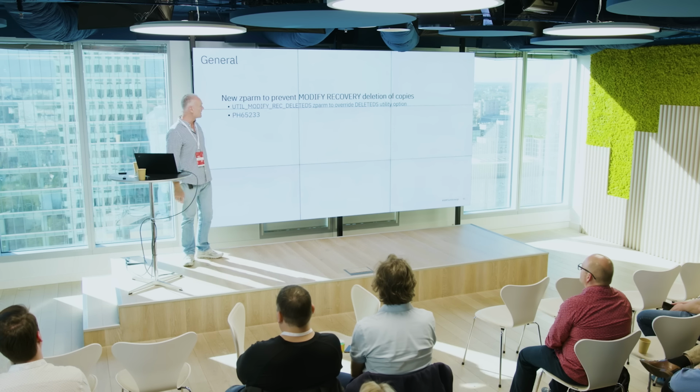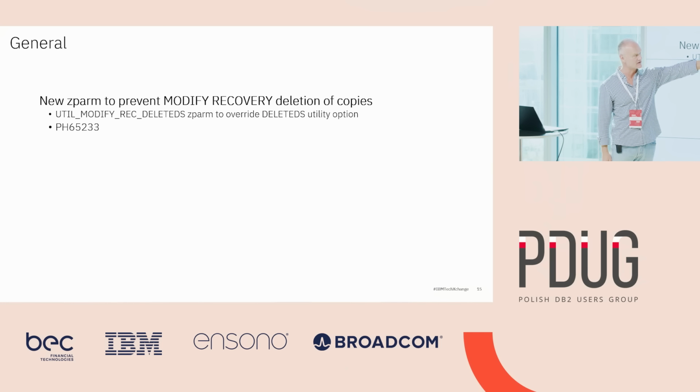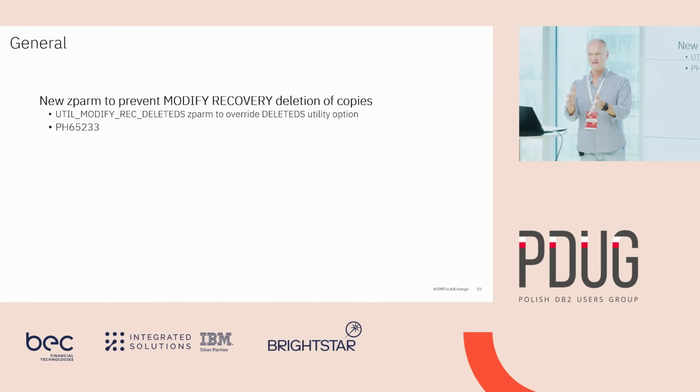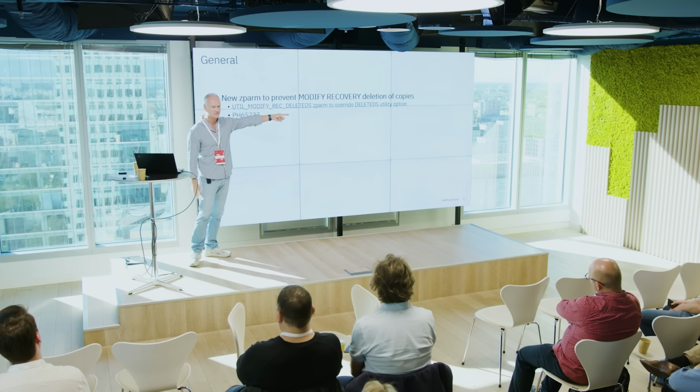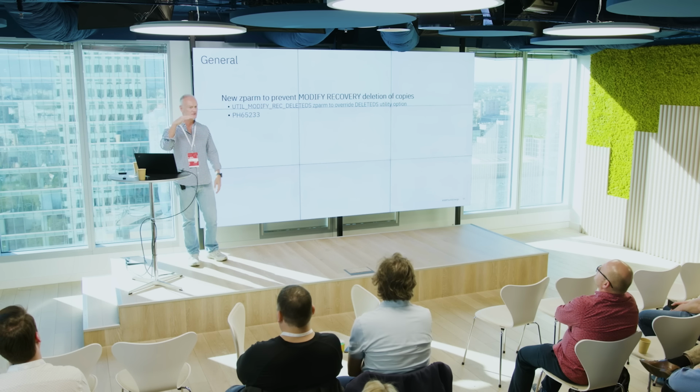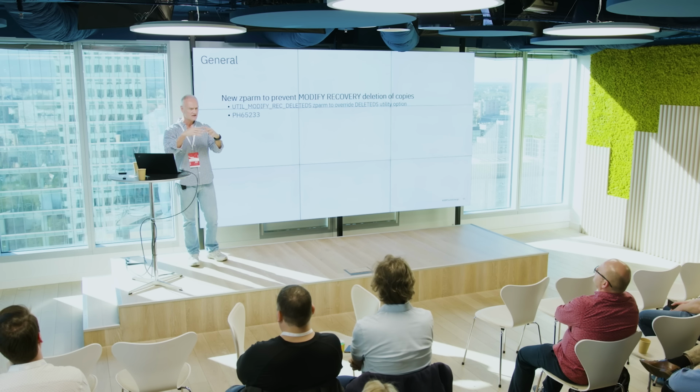And there's a new ZPARM to prevent modify recovery from deleting image copy datasets. Years ago, we had complaints from customers saying, I run modify recovery to delete information from syscopy and from syslogrange, but the image copy datasets are still there. So I want modify recovery to delete the image copy datasets as well. So we delivered a DELETE DS option for modify recovery, where if you specify it, the modify recovery utility will delete the rows from syscopy, and it will delete the image copy datasets also.